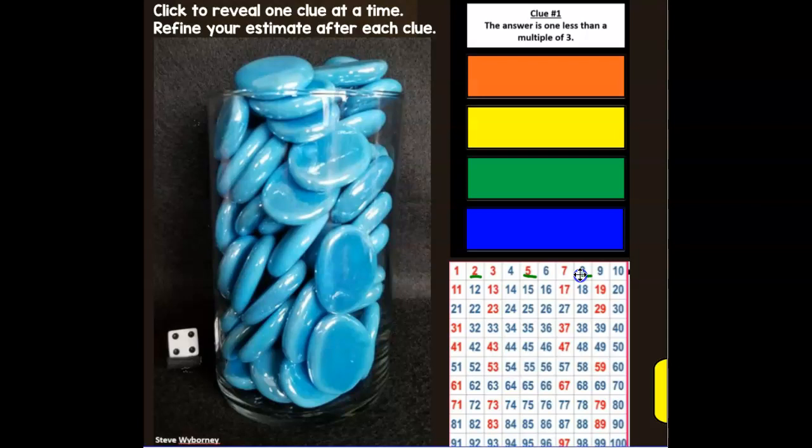Our next clue is the answer is an odd number. So now it has to be 1 less than a multiple of 3, but also an odd number. So we could eliminate the 2 and the 8 because those are not odd numbers. If we kept going, pause and make your next estimate.